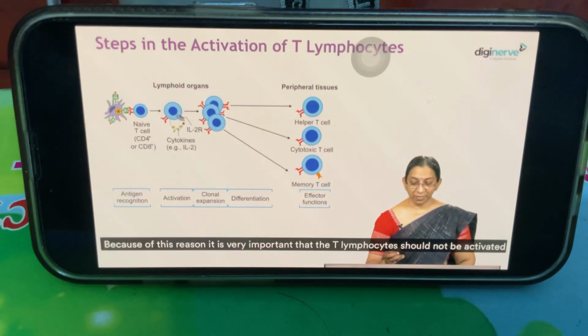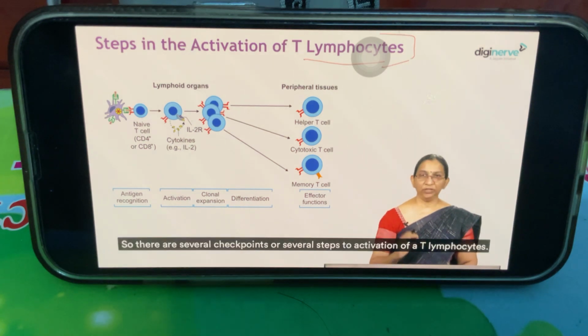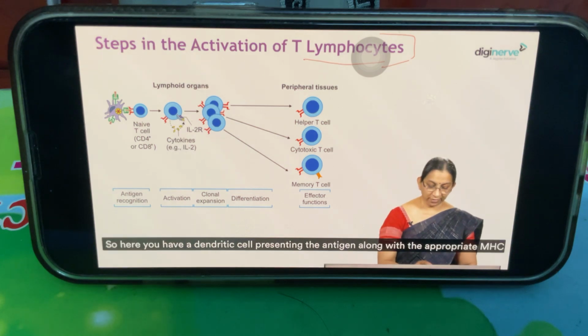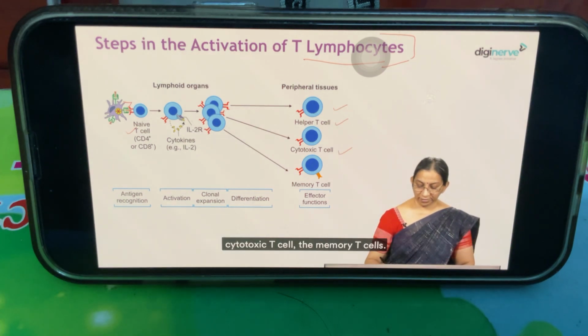Because of this reason, it's very important that the T lymphocytes should not be activated randomly. So there are several checkpoints or several steps to activation of a T lymphocyte. For one, the T lymphocyte cannot be activated by a free antigen. It has to be presented by an antigen presenting cell. So here you have a dendritic cell presenting the antigen along with the appropriate MHC to a naive T cell. It then proliferates, undergoes clonal expansion, and then differentiates into helper T cell, cytotoxic T cell, or the memory T cells.